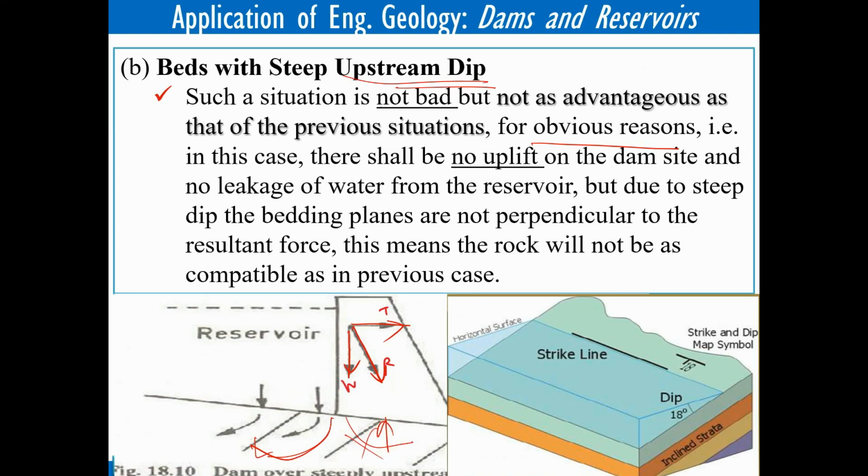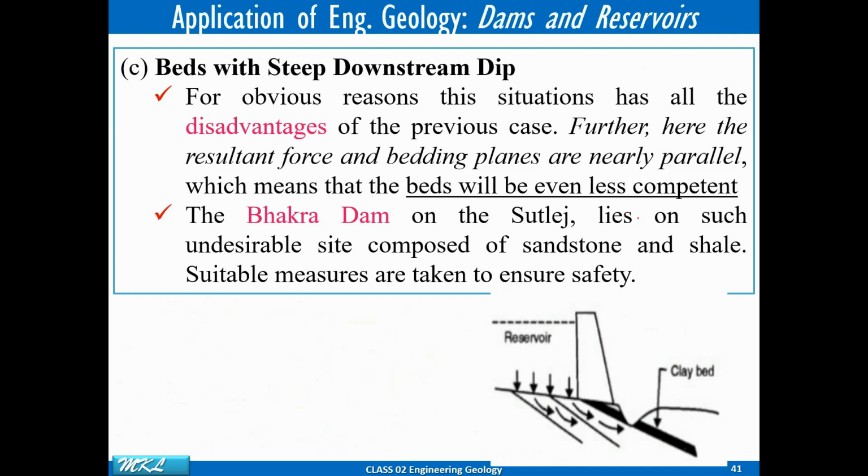Now beds with a steep downstream dip, what will happen? For obvious reasons this is a dangerous situation. Why? Because if you see the weight of the dam and the resultant force, this is the thrust. The resultant force is acting parallel, or almost sub-parallel, to the inclination of the bed. Take an A4 size page, and you are holding it, and on top of that A4 page you are putting something; it will slip along with the page and come down. So there is a chance that the entire dam construction will slip along with this layer and it will go down.